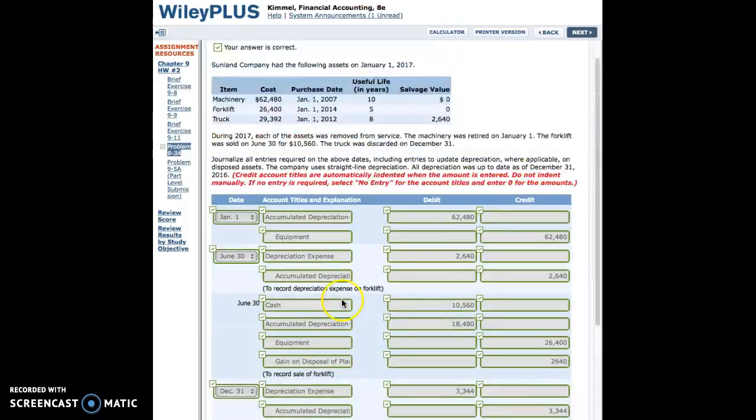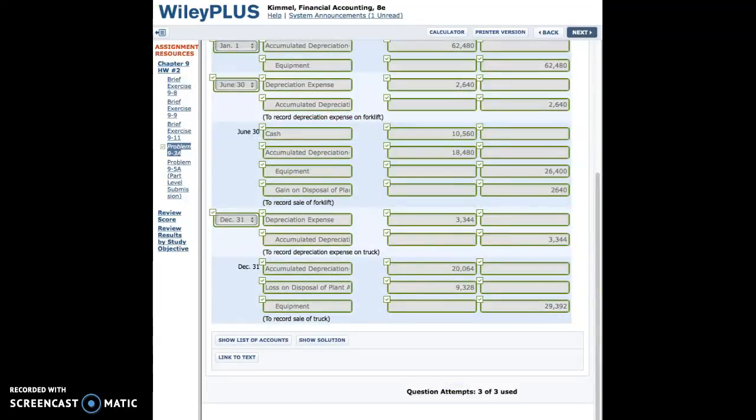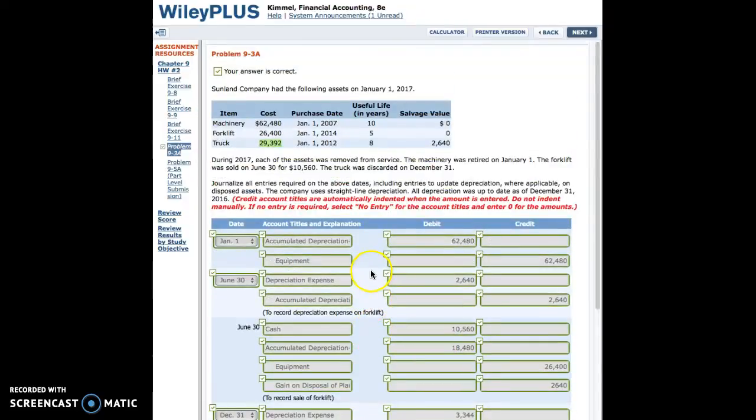However, they paid a whole lot more for that truck. I think what happened is it probably blew a head gasket or something like that, and it just wasn't worth putting it back together. So we take the 29,392, slide it in here, copy it and paste it right in here for the equipment, and then we subtract the difference, and that's where we get the loss of disposal. And this is of a plant asset. 9,328.